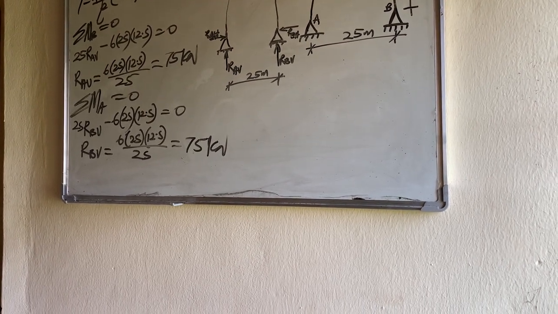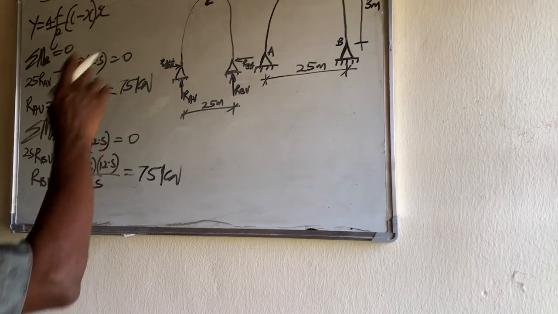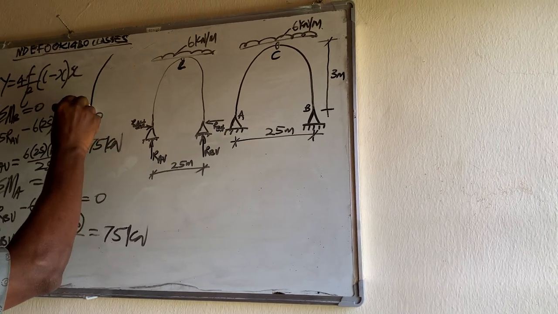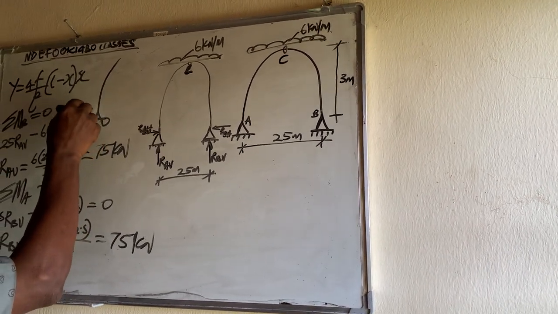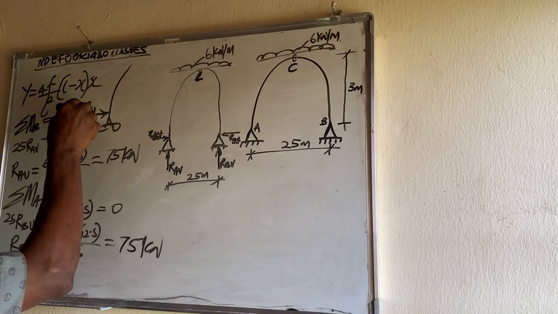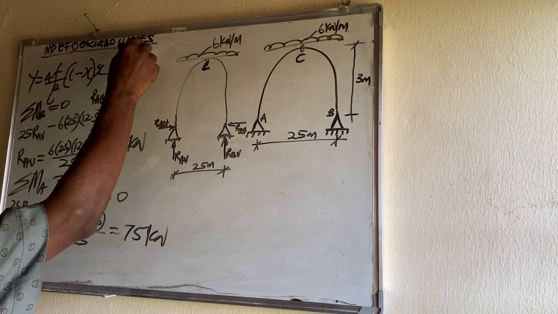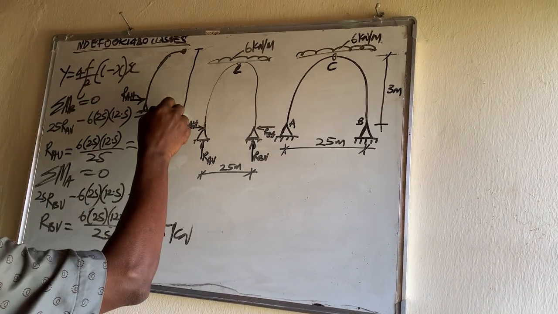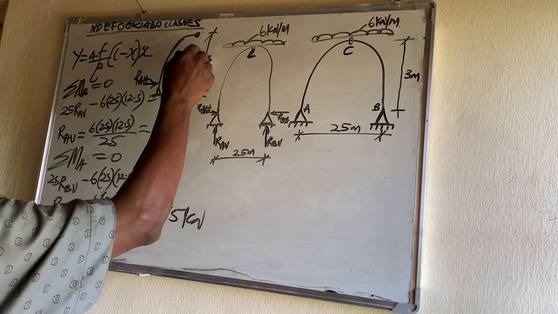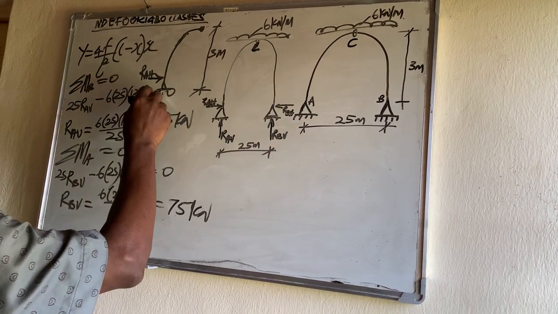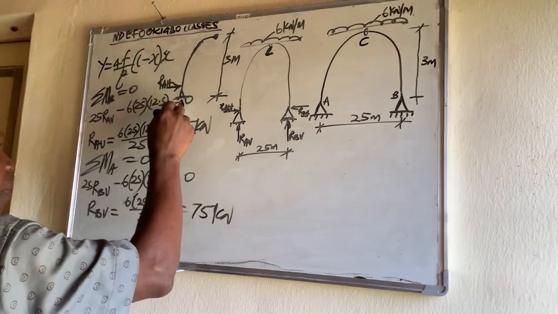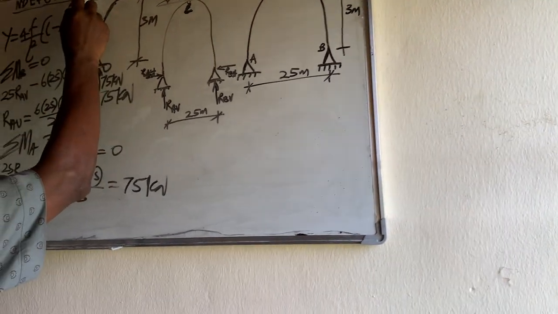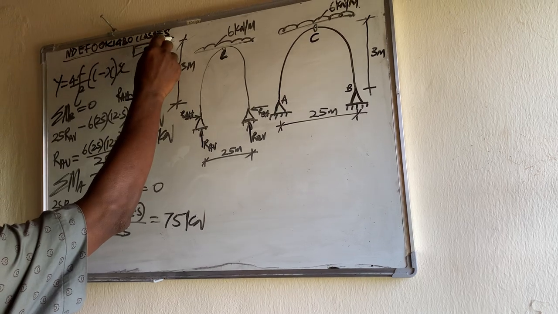The next thing now is for me to get the horizontal, RA horizontal. This is the hinge here. I cut at the hinge. This distance is 3 meters, as you can see there, then this is RA. RA vertical is 75 kilonewtons. This is the load, that's half part of the load.